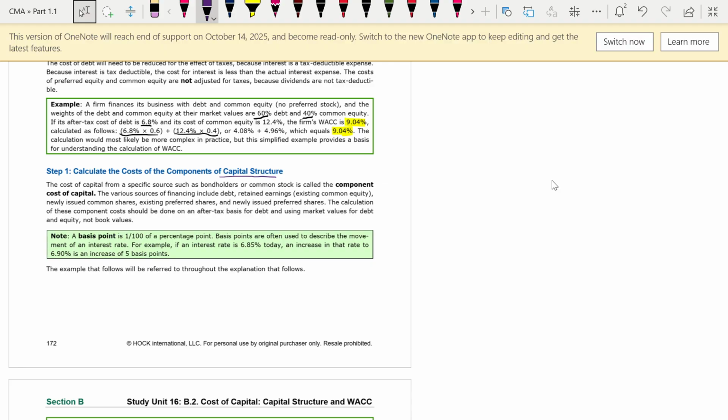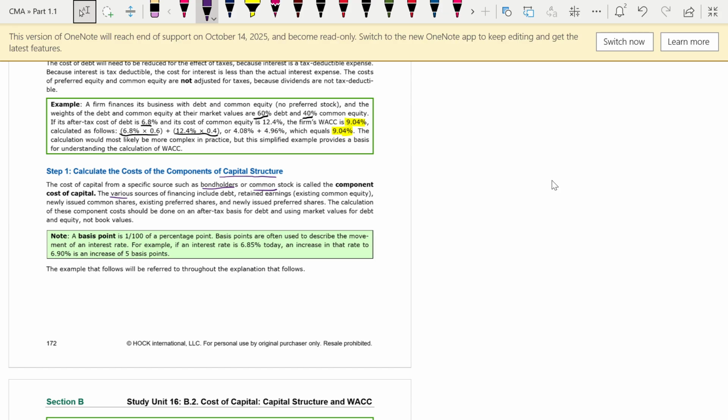of finance. What is the cost of debt? Cost of preference shares, cost of equity. Cost of debt after tax, cost of debt, cost of equity, cost of preference shares, cost of retained earnings. Because in the capital structure we will have multiple different combinations. The specific source such as bondholders, common stock, is called a component of cost of capital.